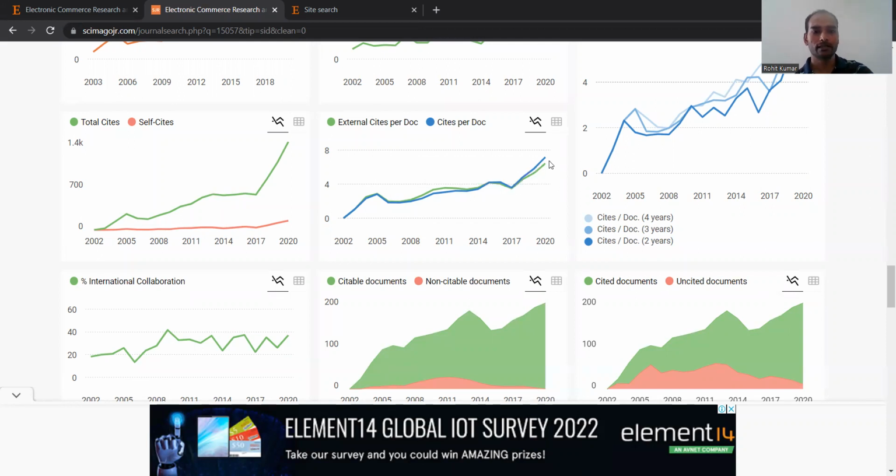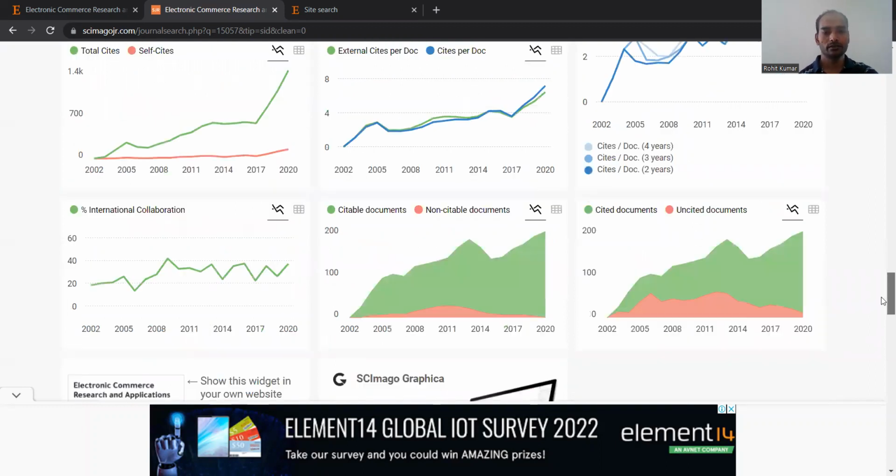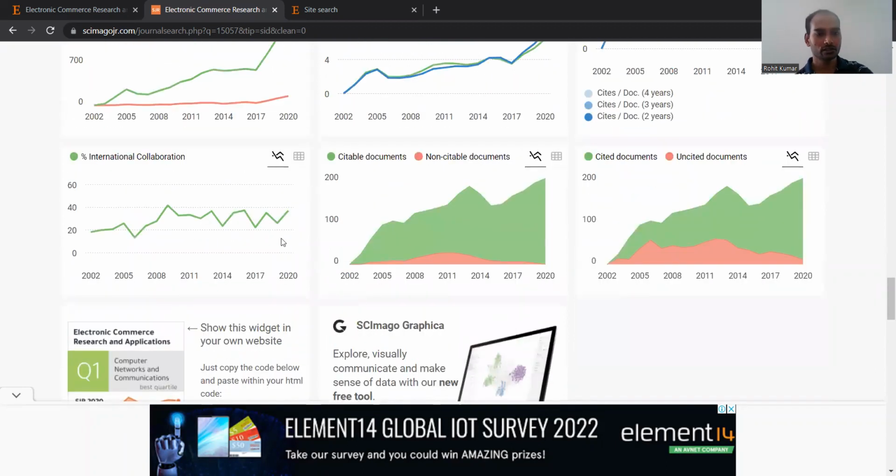Okay. And here you can see that in 2020, the self-citation went high. So that's why you are seeing this gap here. Okay. Now coming down here, international collaborations are also increasing in 2020. So I think this journal got more articles and more international collaboration in comparison to other journals in 2020, because most of the journals went down due to COVID.